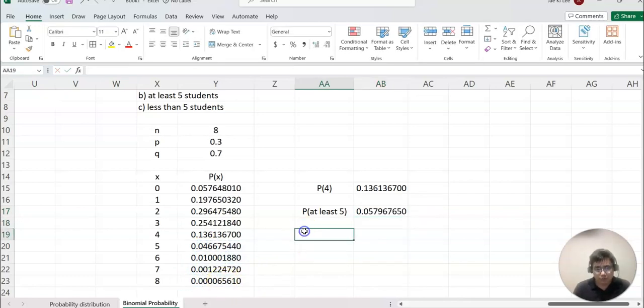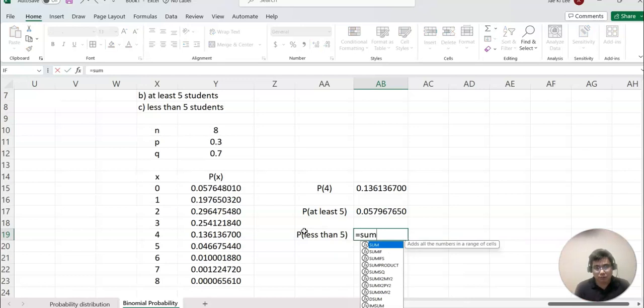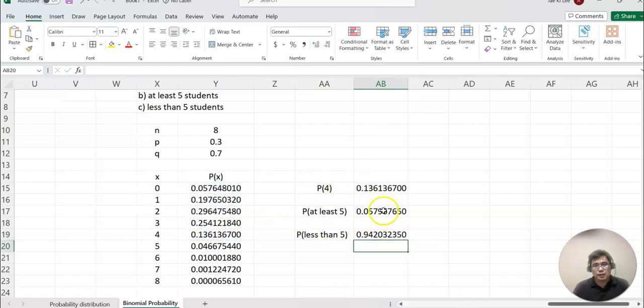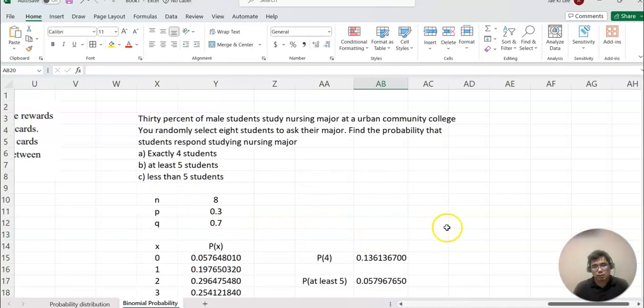And now the probability of less than 5, which means from 0 through 4. Okay, so now equal to sum, open the parentheses, you can do 0 through 4 like that. Okay, so those are the answers for this problem basically.